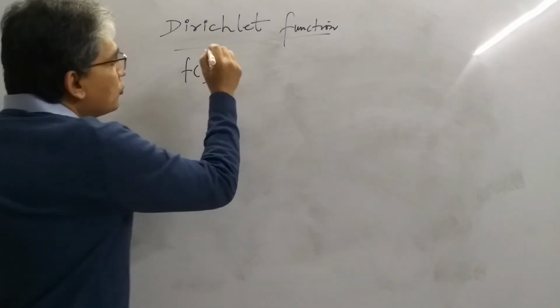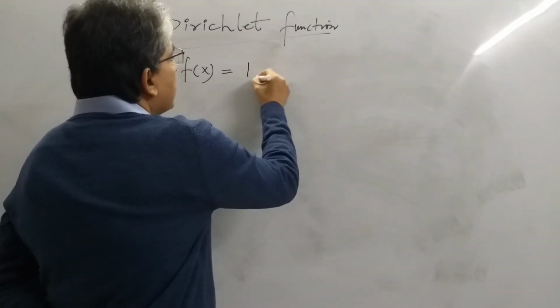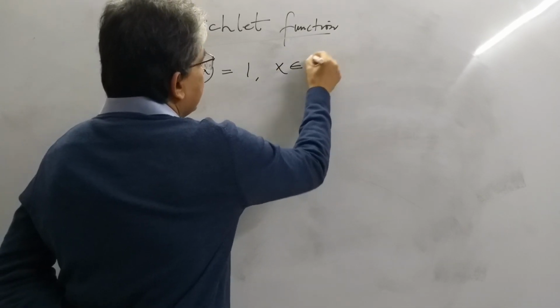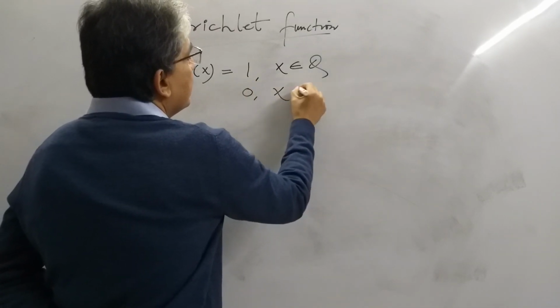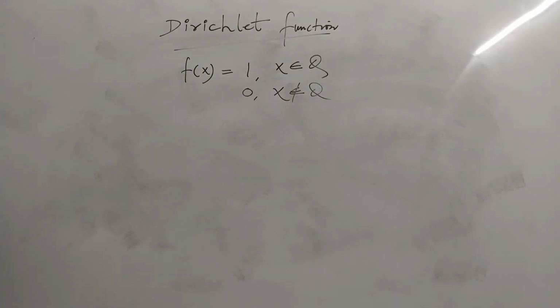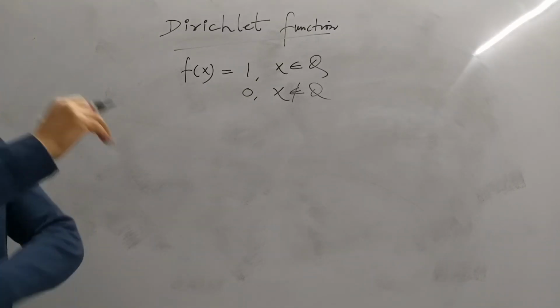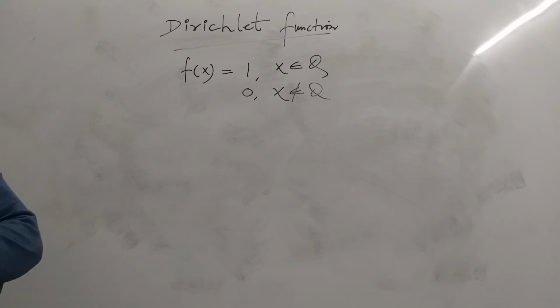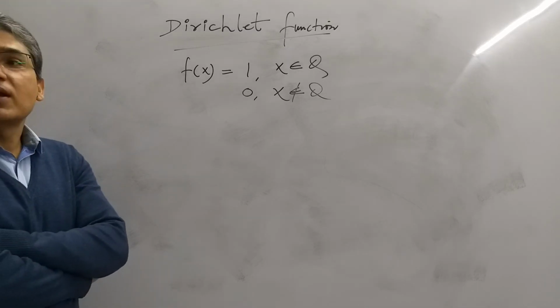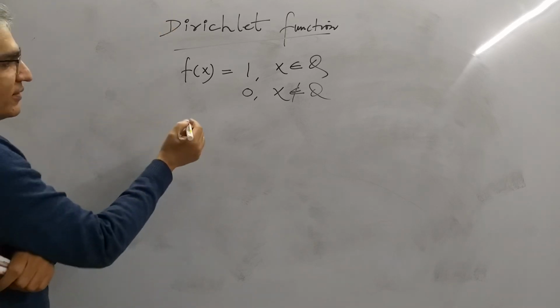f(x) equal to 1 if x is rational, and f(x) equal to 0 if x is irrational. Okay? f(x) equal to 1 if x is rational, and f(x) equal to 0 if x is not rational. Now, is there a limit? Now, apply the delta and epsilon argument. Okay. Now, what is the meaning of this?